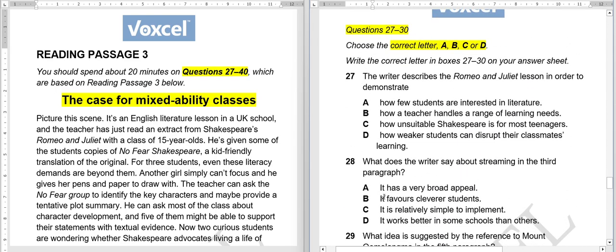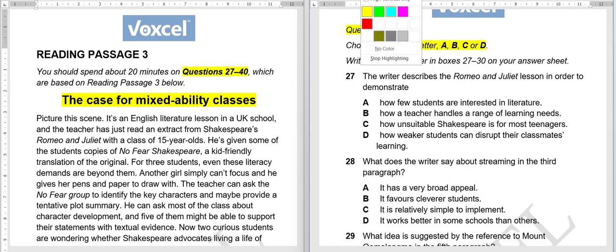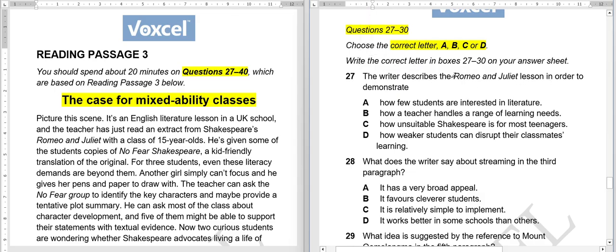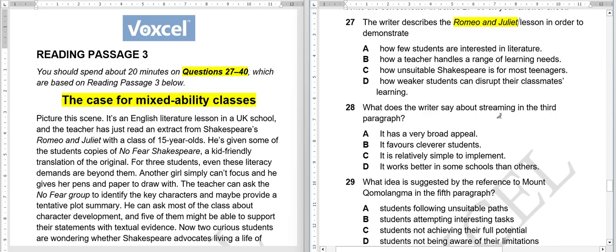For MCQs, what you can do is read the questions. Sometimes in the questions you are given the number of the paragraph in which you will find the answer, or you may find some particular locator words, some proper nouns, or dates which you can use to find out the location. Okay, let's see. The writer describes a Romeo and Juliet lesson. So wherever there will be the mention of a lesson named Romeo and Juliet, we will have the location in that paragraph. What does the writer say in the third paragraph?